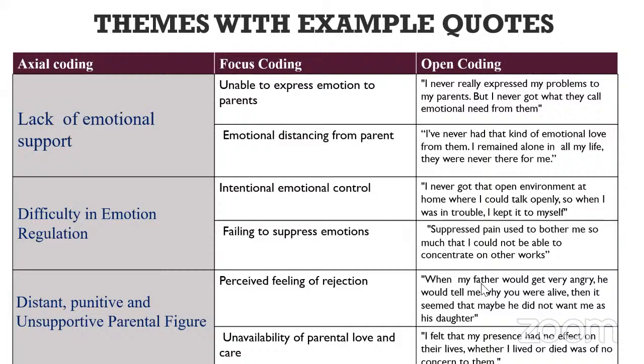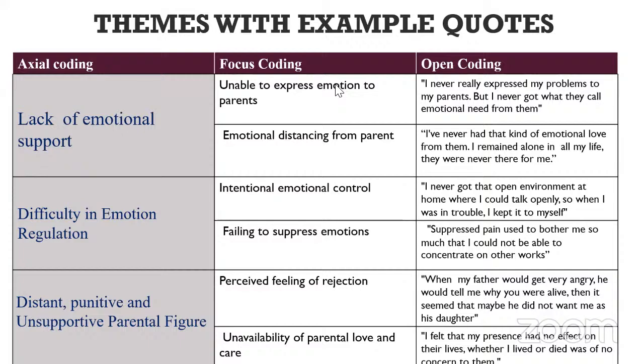Again, in this part, we can see that the participant is trying to say that when my father would get very angry, he would tell me why you were alive. Then it seemed that maybe he did not want me as his daughter. So from this total statement, we can see that there is a feeling of rejection in the participant. So in the focus coding part, we will be focusing on the prime thing which the person wants to communicate with the interviewer. Okay. So here in the focus coding part, we have arrived at the code: perceived feeling of rejection.